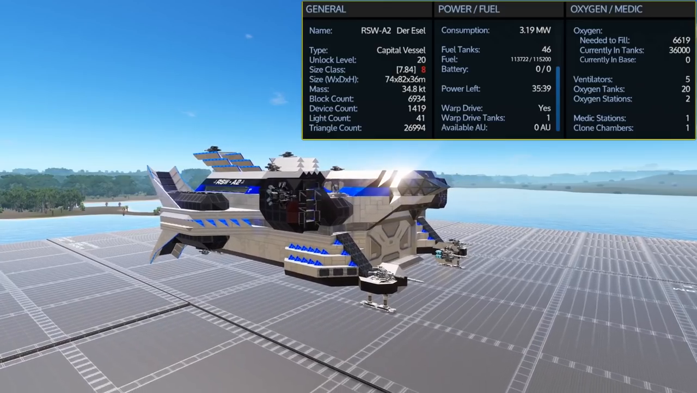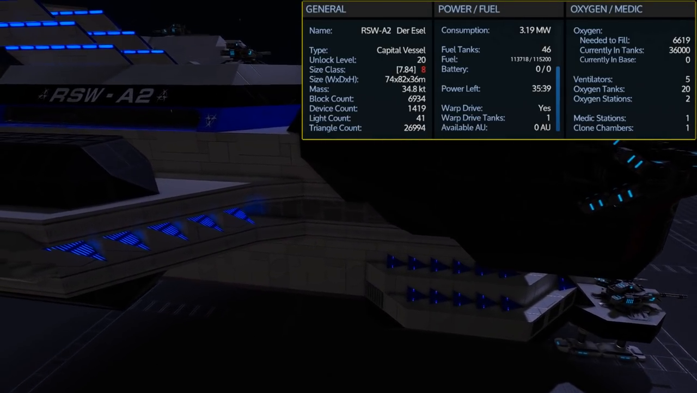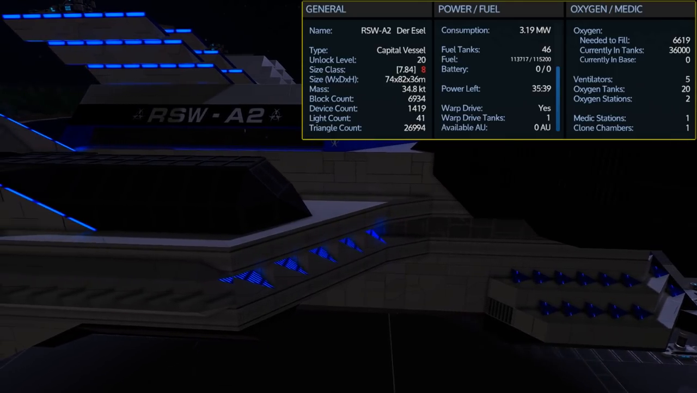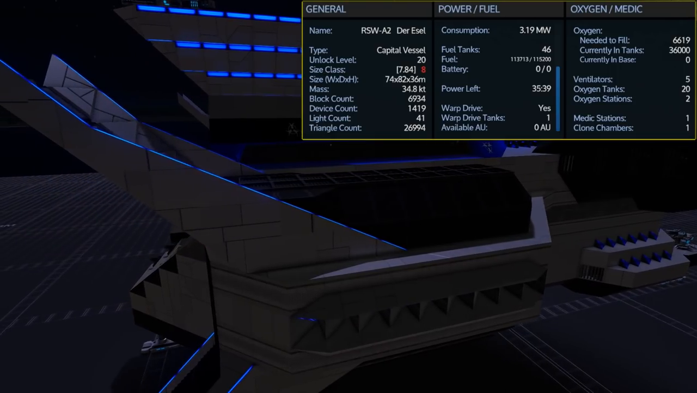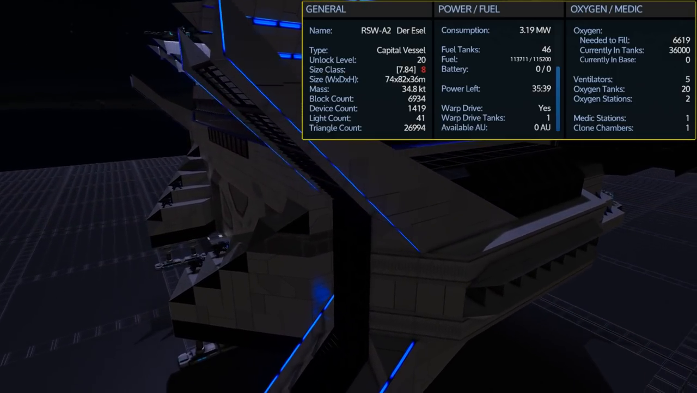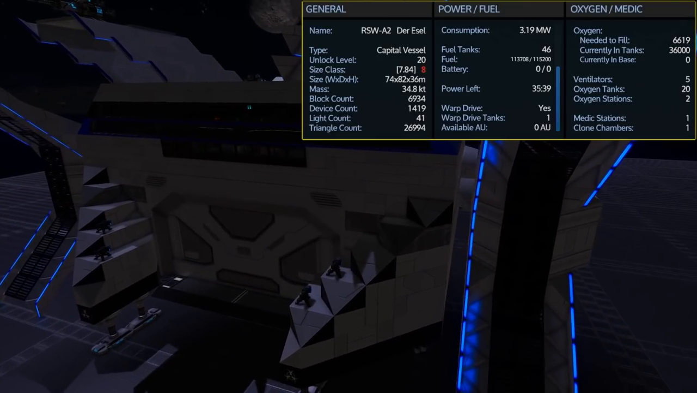It also comes with 20 oxygen tanks, giving you a total of 36,002 and requires 6,619 to fill it up. Because of the more open design on the interior section, it only requires 5 ventilators to keep it going. And of course, there are 2 oxygen stations, 1 medic station, and 1 clone chamber.